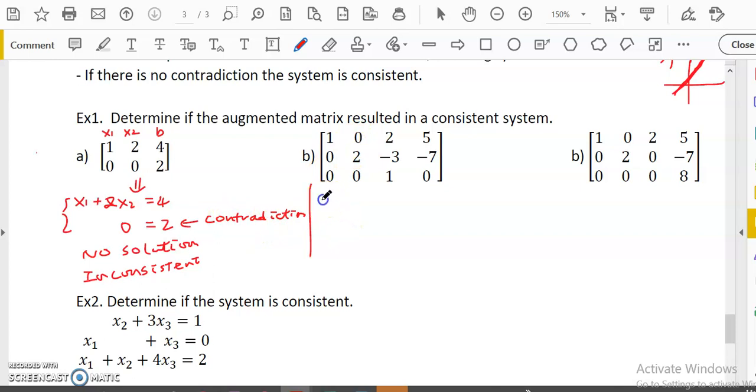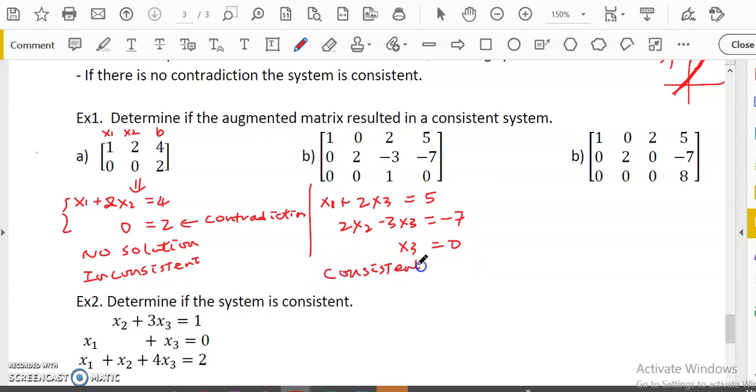So look at this one. It will be x1 plus no x2, 2x3 equal to 5. It's not a contradiction. It depends on what x1 and x3 are. And then we have 2x2 minus 3x3 equal to negative 7. This is also a regular equation. The last one is x3 equal to 0. It is also actually a regular equation. It is true only if x3 is 0. So all of these are okay. So this means it is consistent.